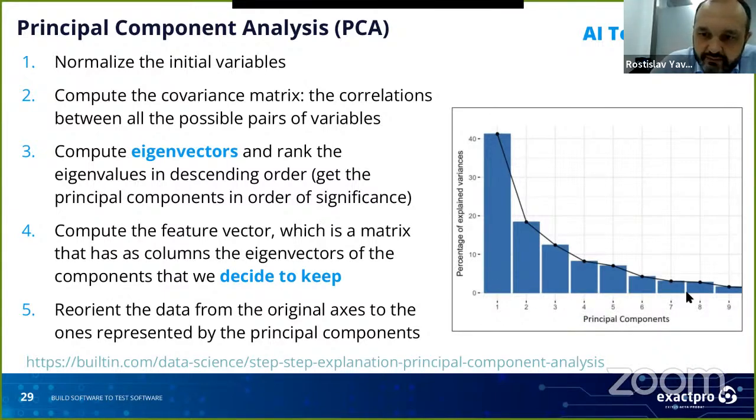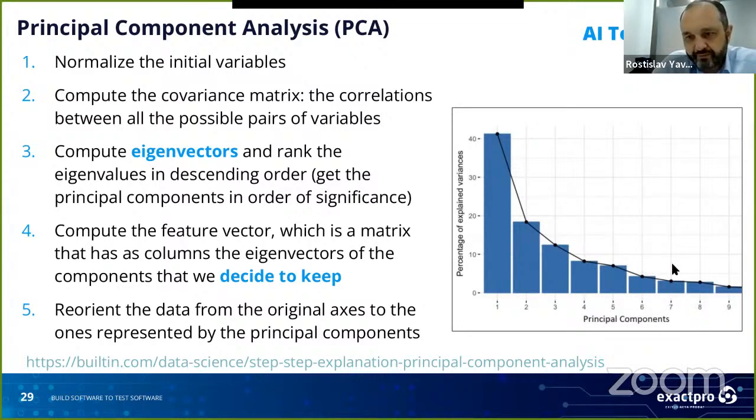This is a typical picture from principal component analysis. Here you have the numbers of vectors, which we call principal components, and here you have the percentage of explained variances. You see that this component is responsible for 40% of the variance. So definitely we should keep this vector. Then the second one is also quite influential, etc., etc.